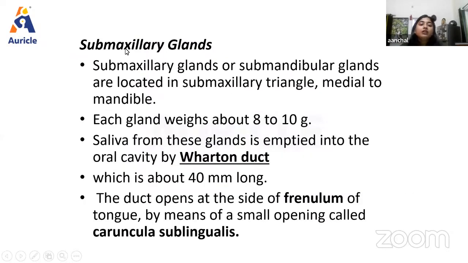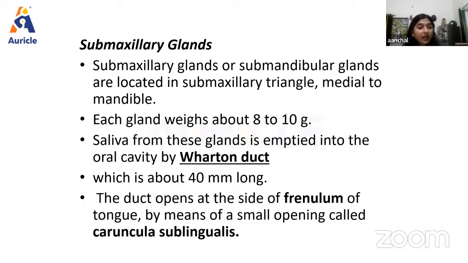Then next we have the submaxillary gland or submandibular gland. It is located in the submaxillary triangle, medial to the mandible. Each gland weighs about 8 to 10 grams. Saliva from these glands is emptied into the oral cavity by the Wharton duct.